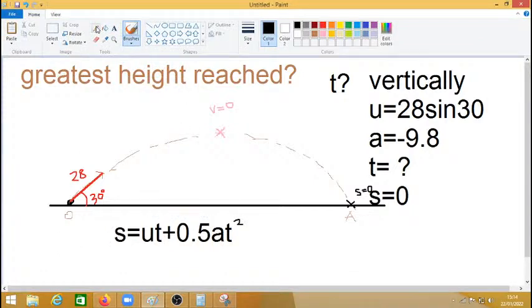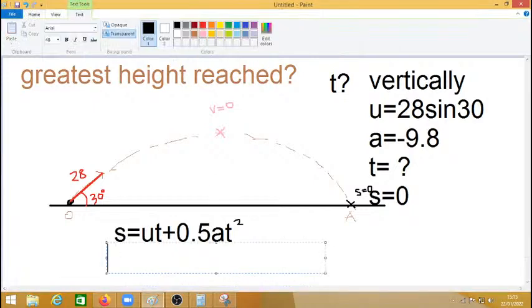Do we know everything that we need to know? The S is 0. The initial velocity we know. The time is unknown. That's fine. We can allow one unknown. Acceleration we know, and the time is the same time that was unknown. So it looks like it's good to use that formula. So we're talking vertically. Let's put in the numbers.